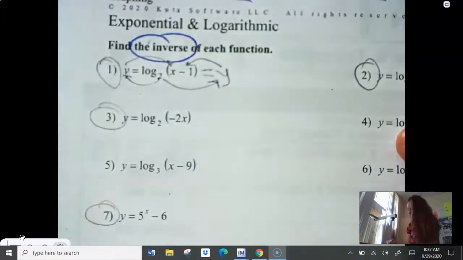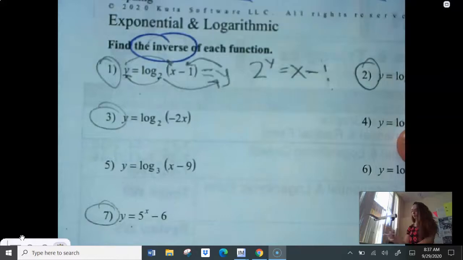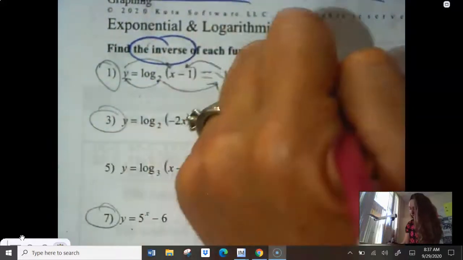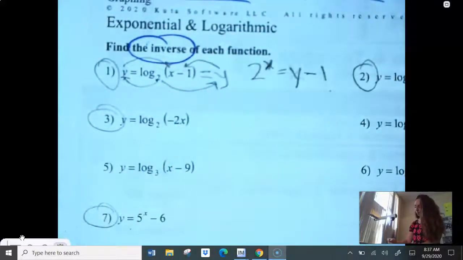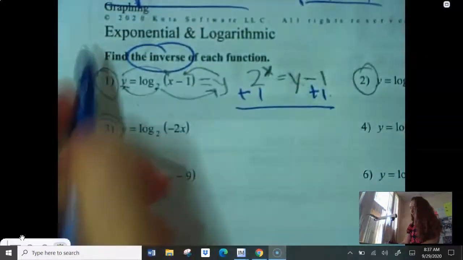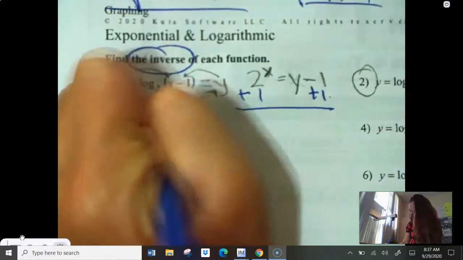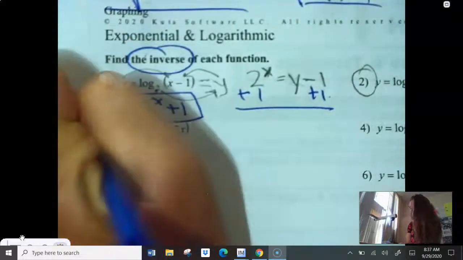But what does it mean? It means that 2 to the y equals x minus 1, okay? And this one's going to be a little bit different because you're cheating it a little bit. So now what you're going to do is switch the x and the y, and now solve for y, add 1. I know it says y equals, so you're just going to have to keep writing y equals. You can't write y inverse. So y equals 2 to the x plus 1. That is the inverse, okay?